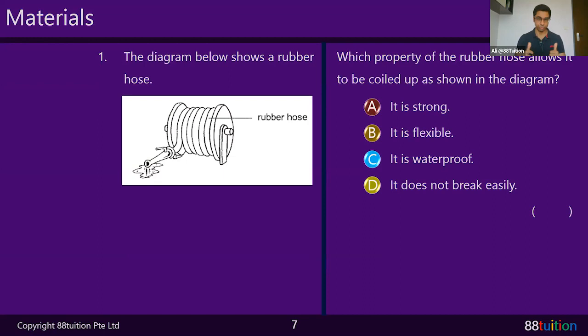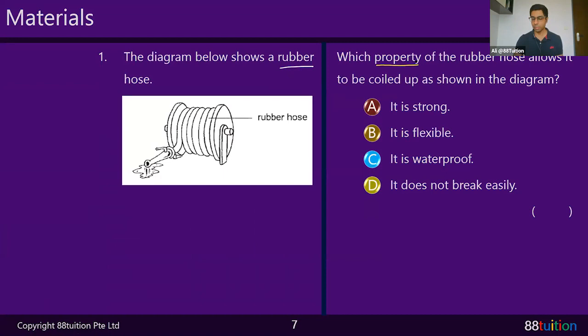Number one, the diagram shows a rubber hose. They give you the material. It's a rubber, right? Okay, those who have not done the question, please read fast. Which property of the rubber hose allows it, just like what we did with the bicycle and the umbrella, which property, make sure they talk about the property, allows the rubber hose to be coiled up?